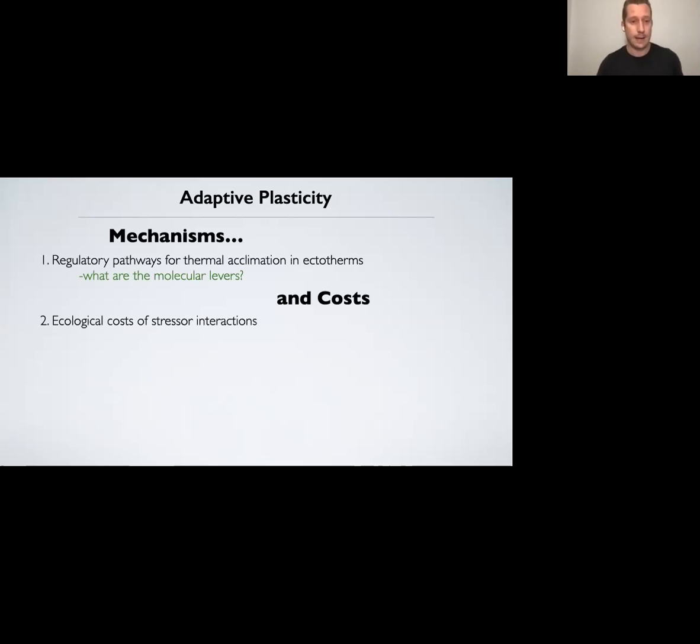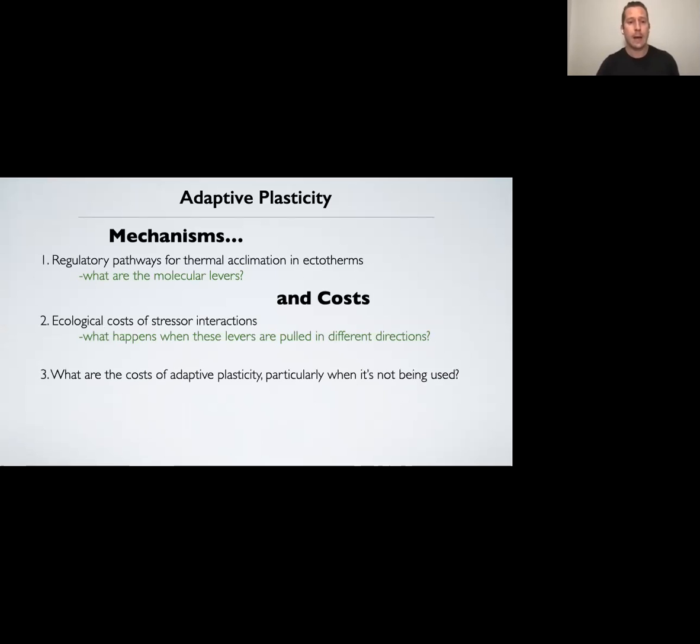So first looking at ecological costs of stressor interactions. So what happens when these levers are pulled in different directions? And what are the costs of adaptive plasticity, but particularly when that plasticity is not being used? So what are the costs when these levers start to rust?